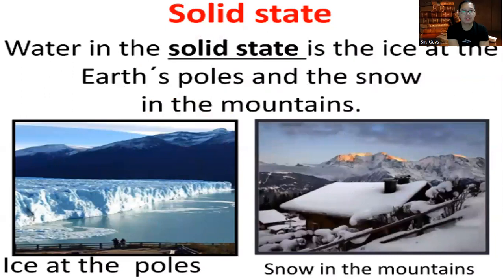If water is in the solid state, it is called ice. It can be seen at the Earth's poles, the North Pole and the South Pole, while snow can be seen in the mountains or cold climate countries.